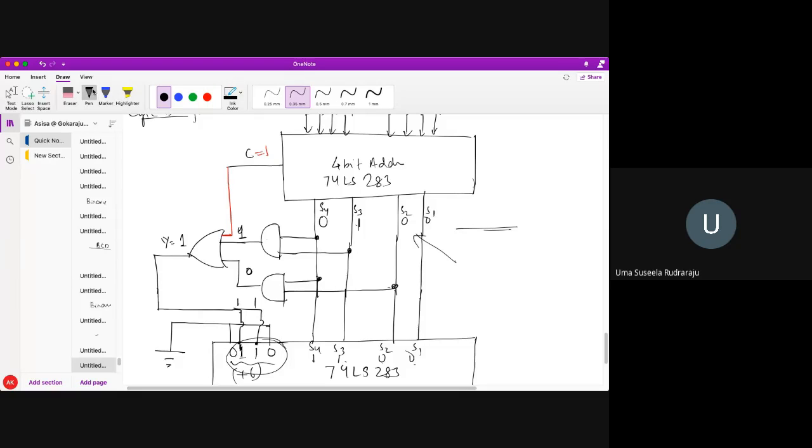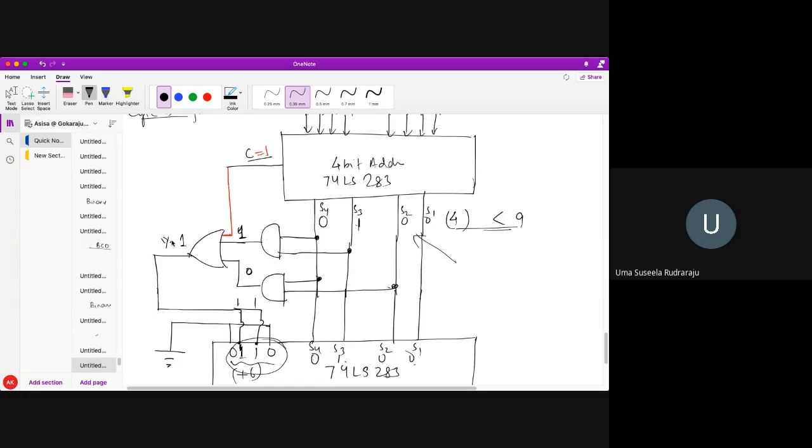0100 means it is 4, but there is a carry. Okay, 4, but there is a carry. So 4 is less than 9, so 0100 directly comes over here. 0100 will directly come over here because it doesn't need any correction. But since a carry is generated, this carry will go over here.